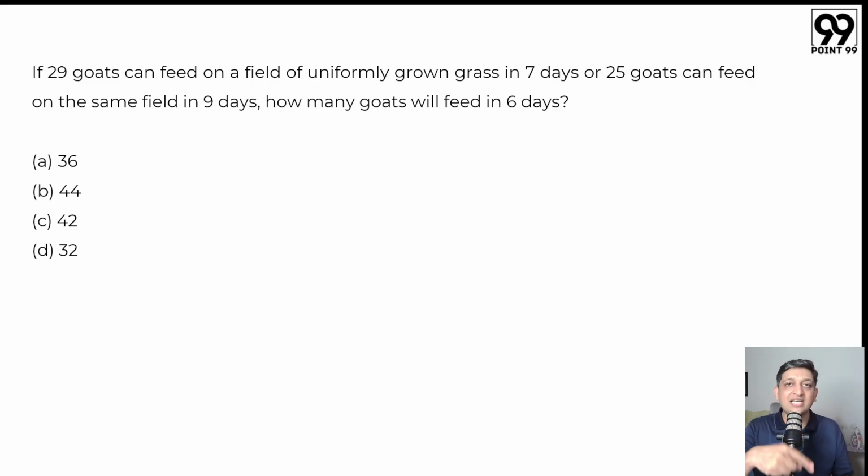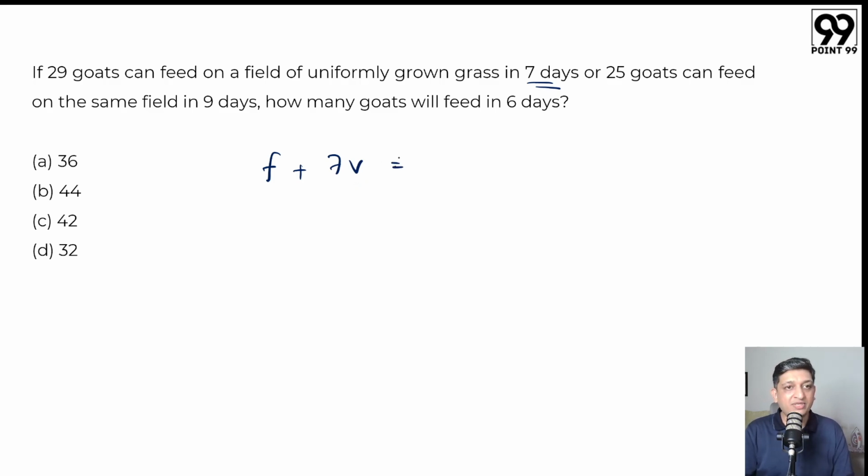So what we know here is that there is some amount of grass that is already present. And when the goats are grazing for 7 days in the first case, the grass would have grown for 7 days as well. So let's say the amount of grass to start with is f. I'm taking f because f is the fixed amount of grass that is available. Now in 7 days, there would be some amount of grass growing every day as well. Let's say the amount of grass that grows every day is v. So in 7 days, 7v grass would have grown on this particular field.